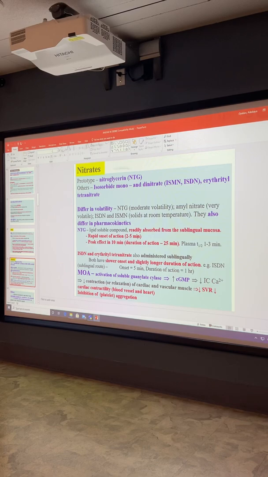If it's angina, the pain disappears. If the pain does not disappear, you give it another 10 minutes, and the pain still does not disappear. By the time it reaches 20 minutes, you know that the heart tissue has gone into ischemia, prolonged ischemia. That's myocardial infarction now. Unlike nitroglycerin, ISDN and erythritol tetranitrate, just like NTG, are also administered sublingually. However, they have a slower onset of action and a slightly longer duration of action.